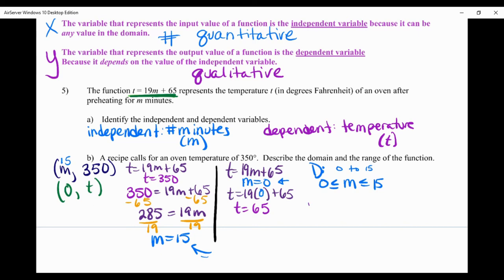Last but not least, for the range, at 0 minutes, the temperature is 65 degrees. So 65 is the minimum temperature. 350 degrees is the maximum. So we can express this as a compound inequality, right? All values between 65 and 350 and including 65 and 350. So t needs to be less than or equal to 350 and greater than or equal to 65.